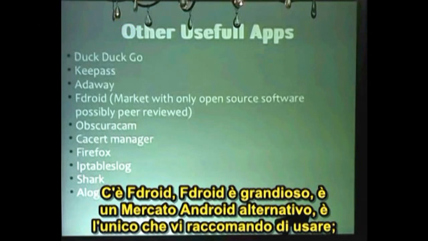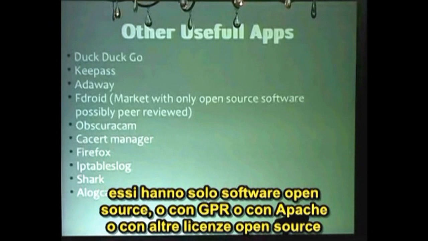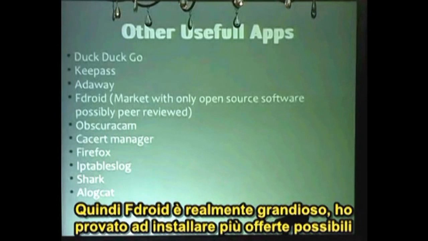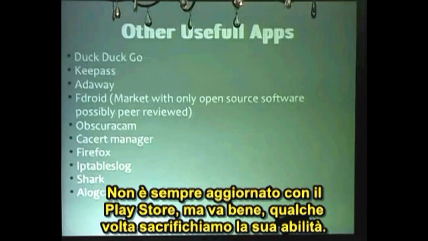There's F-Droid. F-Droid is great. F-Droid is an alternative Android market. It's the only one I recommend you use. They have only open source software, either with the GPL or Apache or other open source licenses. And you can set up your own repositories, much like Debian. So F-Droid is really great. I try to install as much software off of it as possible. It's not always up to date with the Play Store, but that's okay.